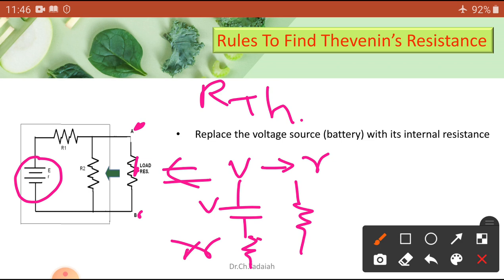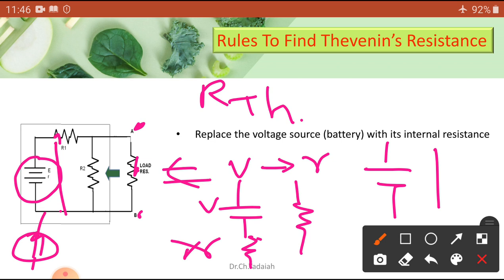If there is no internal resistance, and the voltage source is simply given, then simply short it across these two terminals. Now, if the problem does not give any internal resistance, I can simply short these two terminals. If a current source is given in the circuit, simply open circuit it.